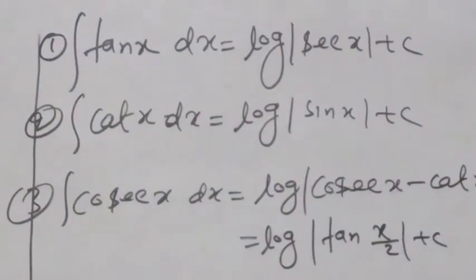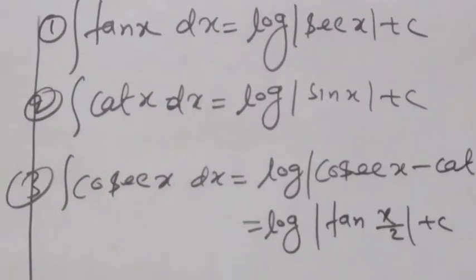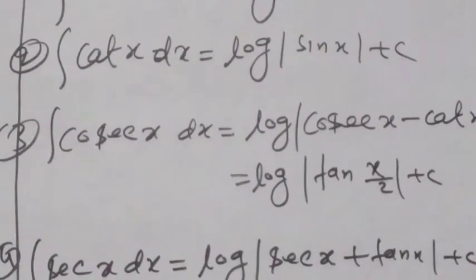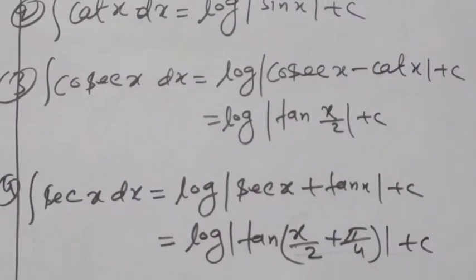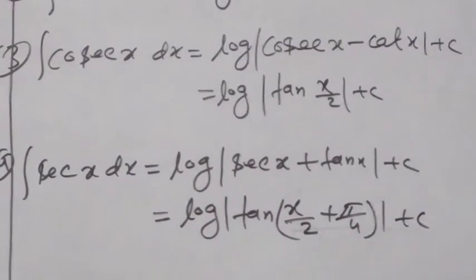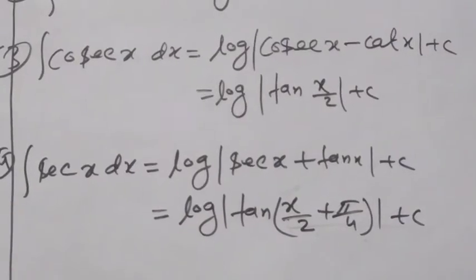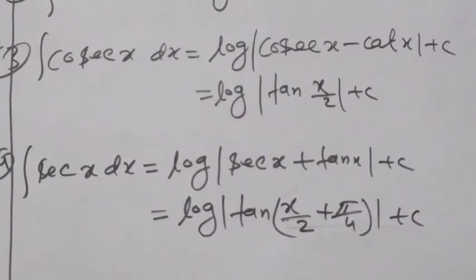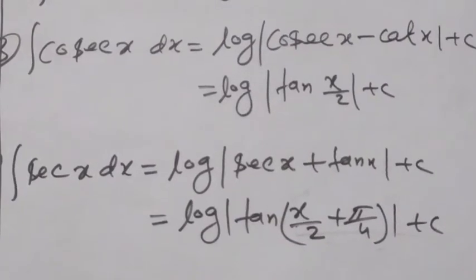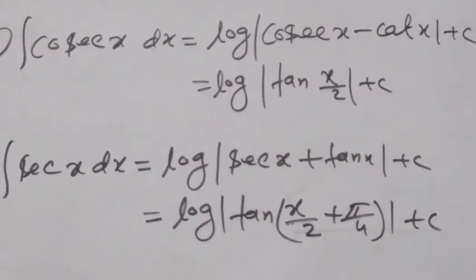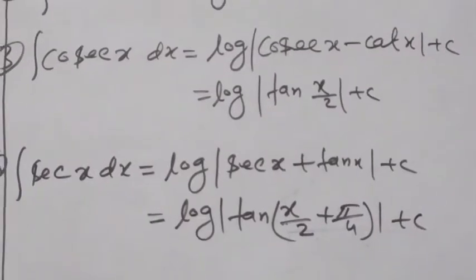Integration of cot x is equal to what? Log of sin x. Integration of cosec x is equal to log of cosec x minus cot x. For integration of cosec x, we have two formulas: log of cosec x minus cot x or log of tan x by 2. Both formulas we can write, but it is not compulsory. The first is right, depending on you, and both are correct.